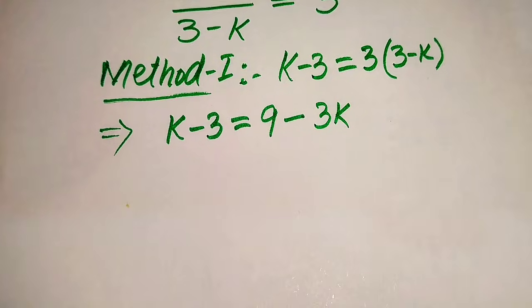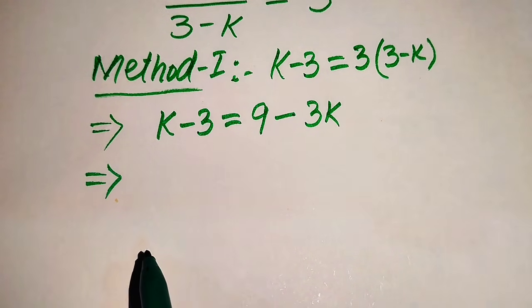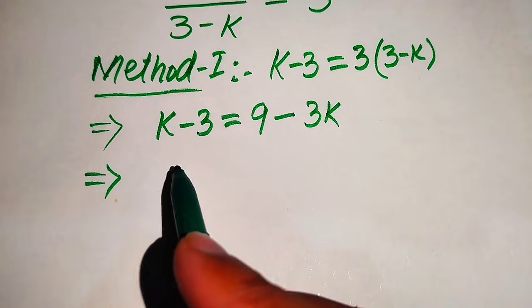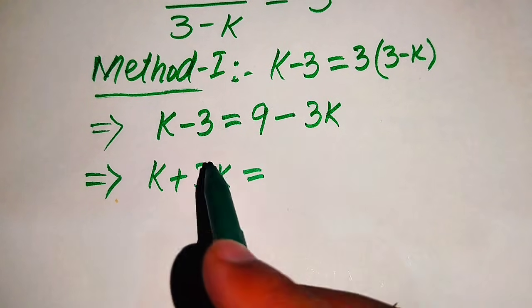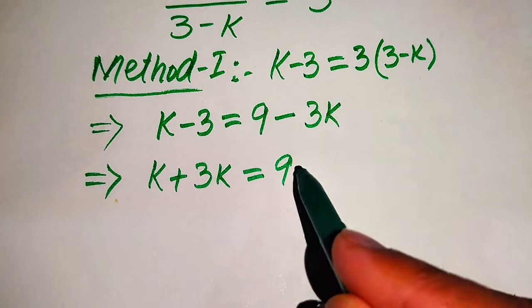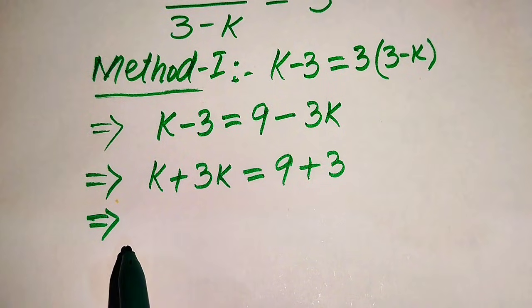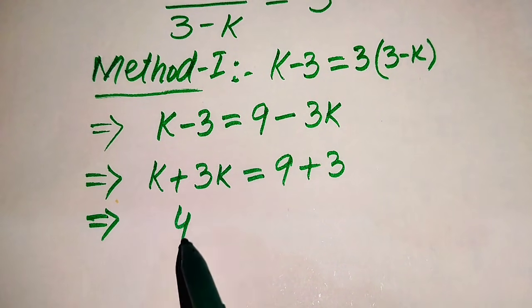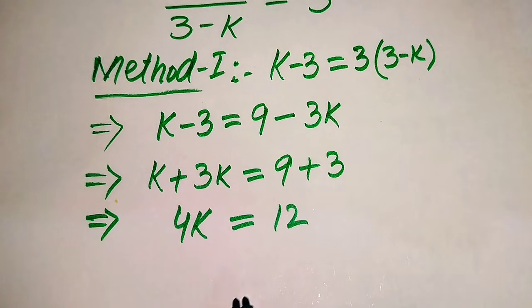And here further in the next step we need to move our variable terms to the left hand side, and we move all the constant terms to the right hand side. So for this you see here this is minus 3k, we move this minus 3k to the left hand side and it becomes plus 3k is equal to, this is minus 3, when we move it to the right hand side it becomes plus 3. So here further in the next step we need more simplification, and we have k plus 3k becomes 4 times k, and 9 plus 3 becomes 12.